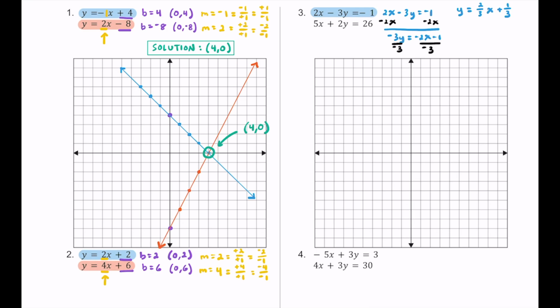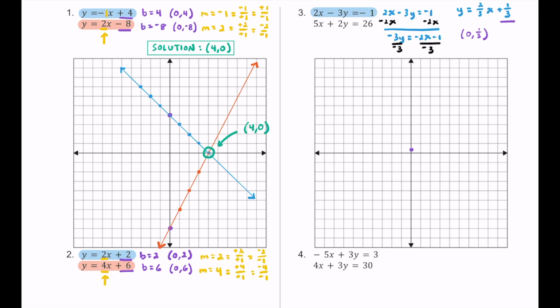Now that we have this equation in slope-intercept form, we can see that our b value here is equal to 1/3. So we know we're going to have a point of 0, 1/3 for our y-intercept. So let's go ahead and plot that. It's going to be 1/3 up this box here. So let's do a rough estimate. I think that's pretty good. 1/3 up a box here.